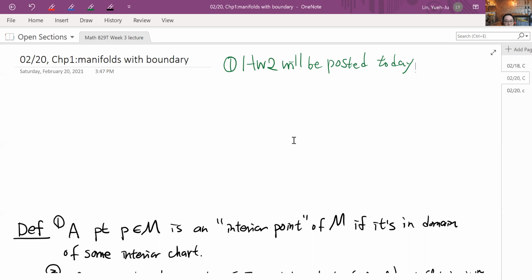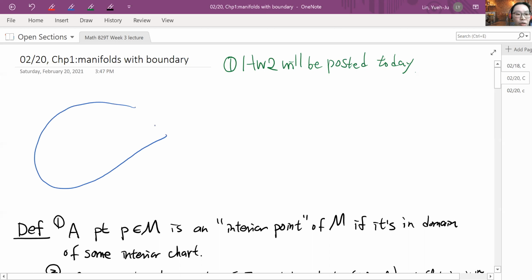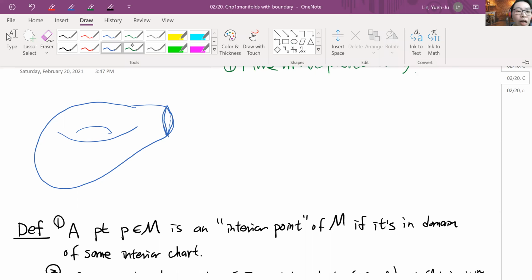Okay, so one goal for today is to actually continue the manifold with boundary. Then we will move on to the smooth map and smooth function. So let me quickly recall what the manifold with boundary is. Last time I drew this picture, which is just some indication picture of a manifold with boundary, right? So you might have a surface like this, but then you can see that there's an opening up here.